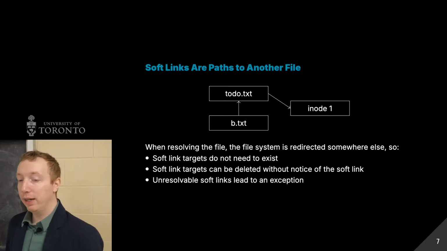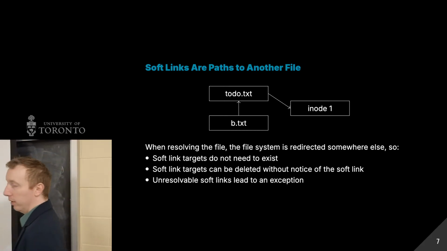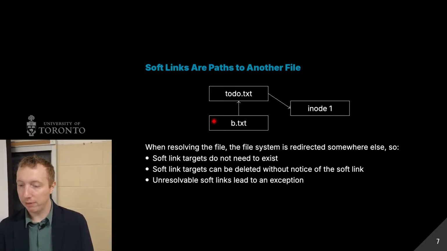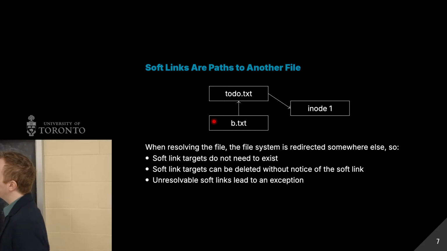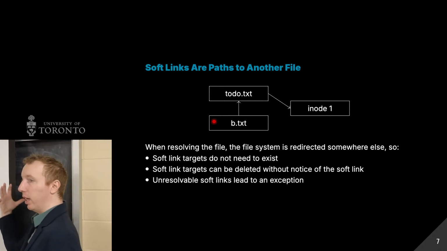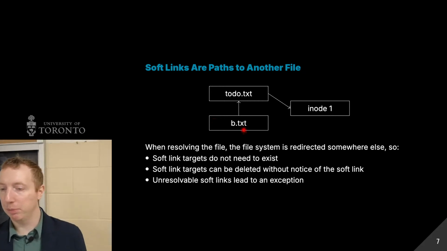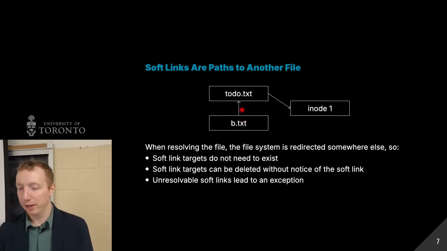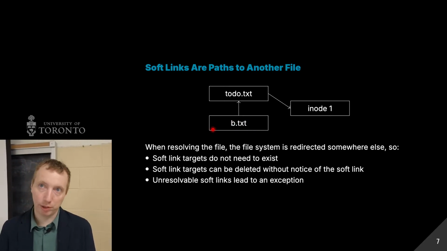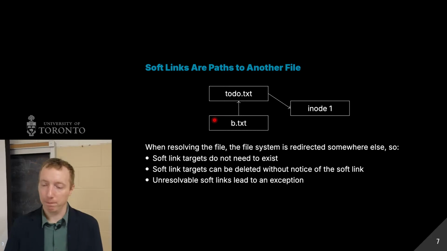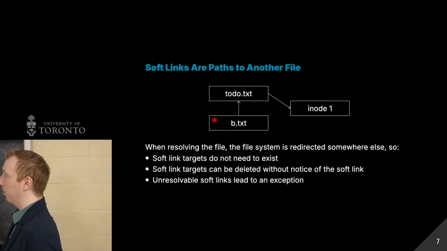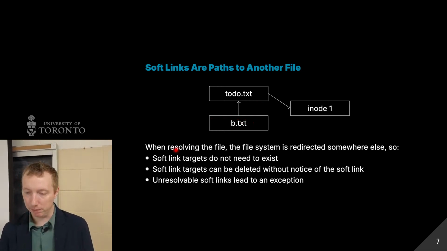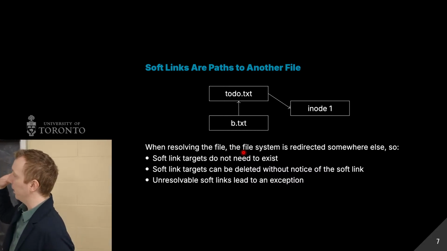So, yeah, there's soft links. Soft links are paths to another file, so when resolving, the file can be redirected somewhere else. The way I like to think about a hard link is a name to an inode, while a soft link is a name to a name. Technically, a soft link, or symbolic link, or shortcut, whatever you want to call it, has the contents of that link stored on an inode itself. But when you try to access it, the easiest way to think about it is a name to a name. So when resolving, the file system is redirected somewhere else.